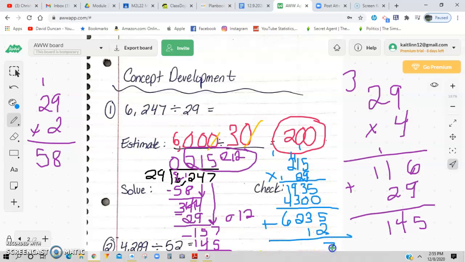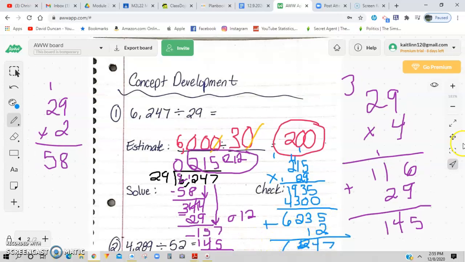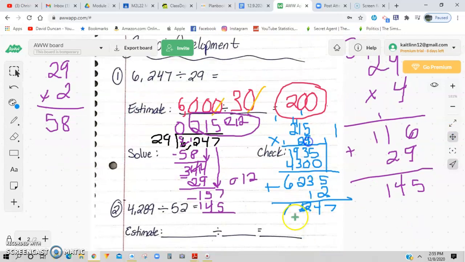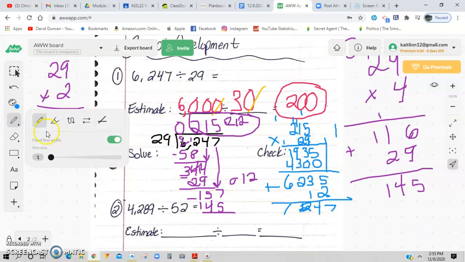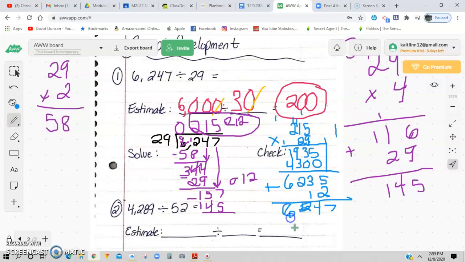5 plus 2 is 7. 4, 2, 2, 6. 6,200. Oh, Lord have mercy. There we go. 6,247, which is my original dividend. So I know my final quotient of 215, remainder 12, is correct. That was a long one.